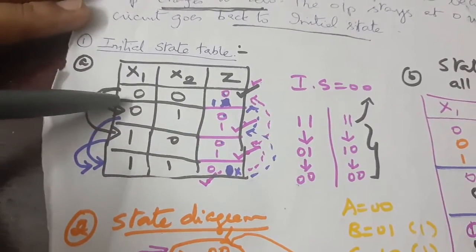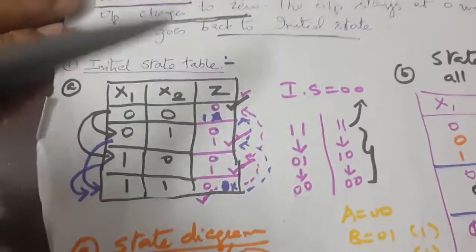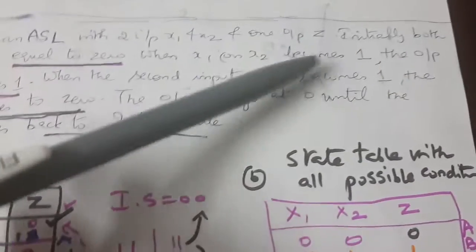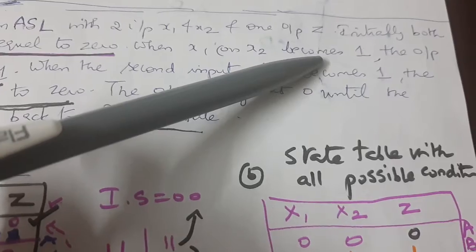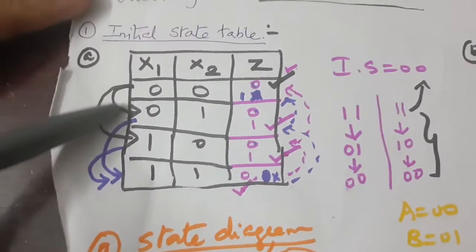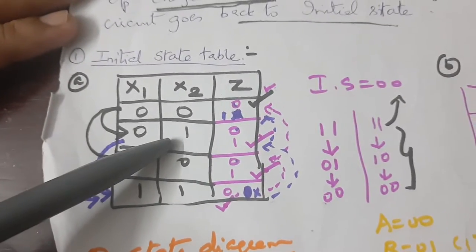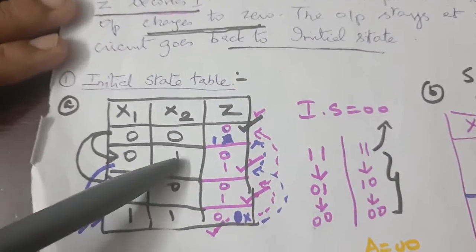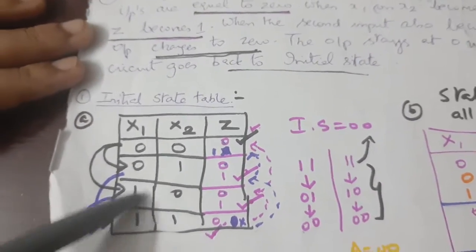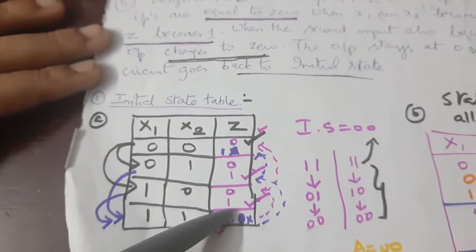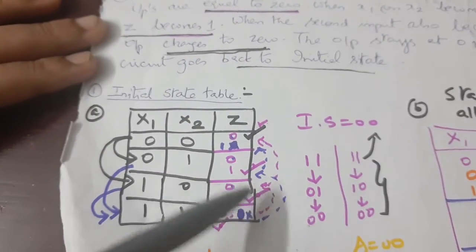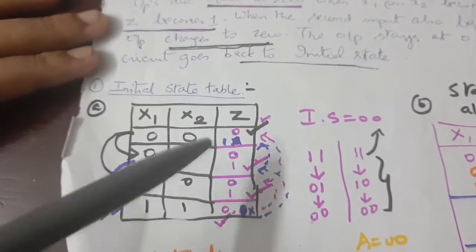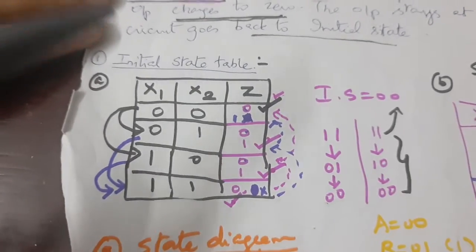Next, you see the condition that either x1 or x2 will become 1. So x1 can tend to 1 or x2 can go to 1. That's why I have written in black two ways it can move: x2 is 1 or x1 is 1. If either of these is the condition, the output is 1. I put a tick mark. These are the conditions given in the problem.